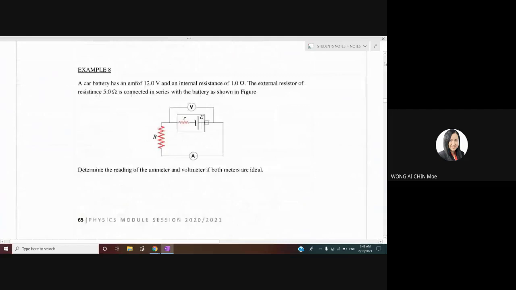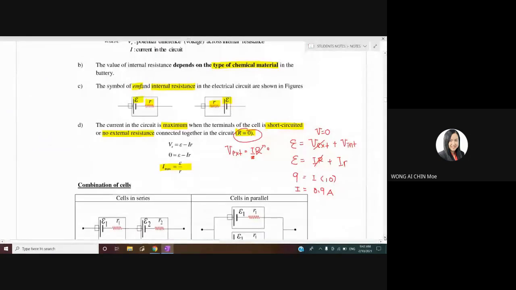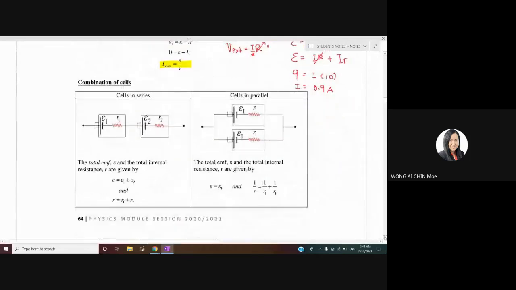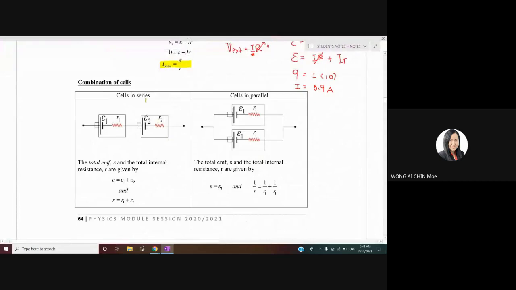Okay, combination of the cells. Here our cells can be connected in series or in parallel. If two cells are connected in series, the total EMF and the total internal resistance, we can just add on. Kita tambah sahaja.